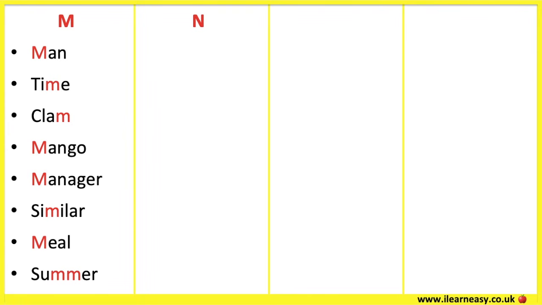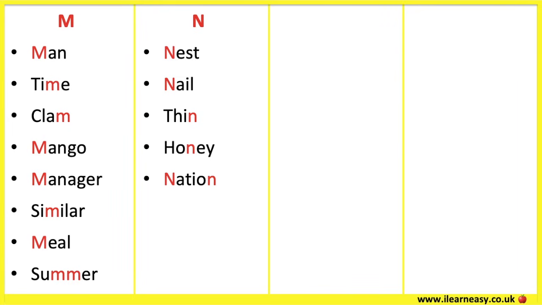For example, nest, nail, thin, honey, nation, counter, numerous, annoy. The double letters make a one-letter sound. Annoy. The letter O can make a short O sound.